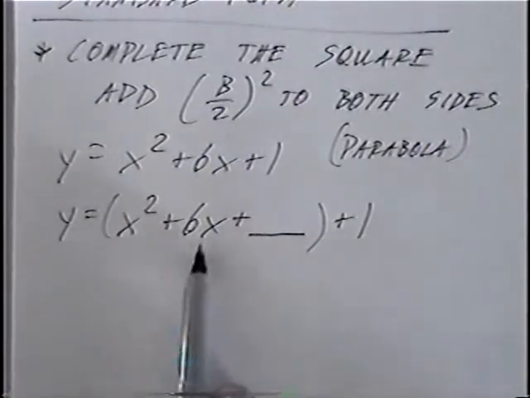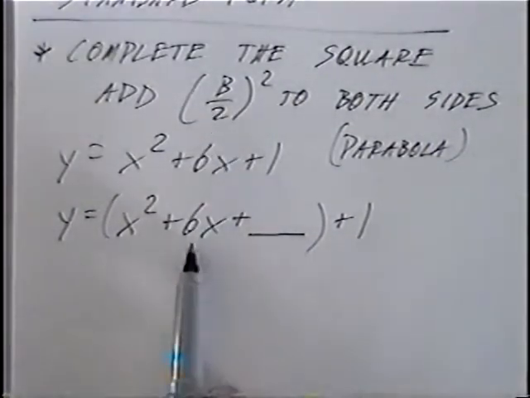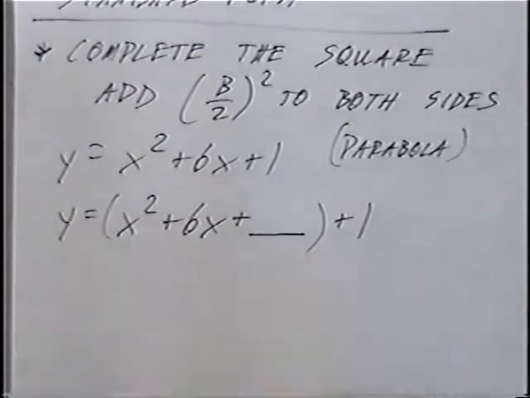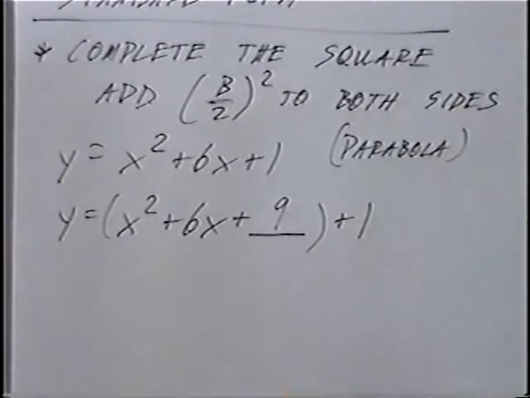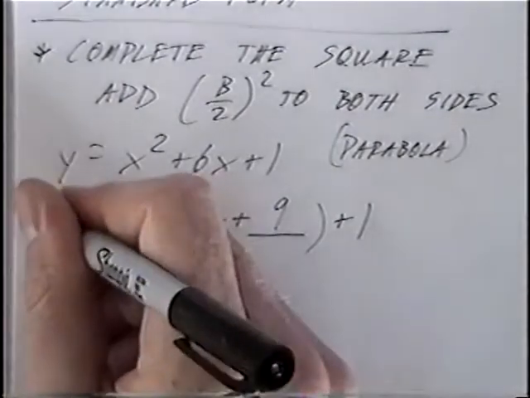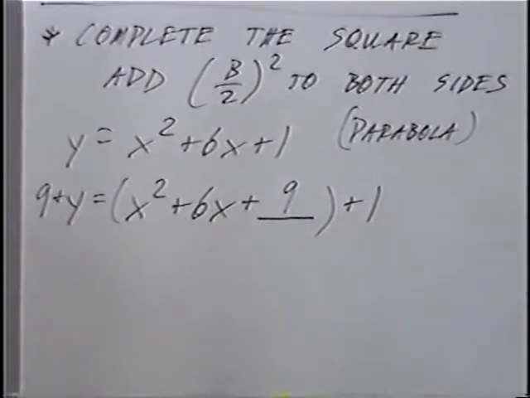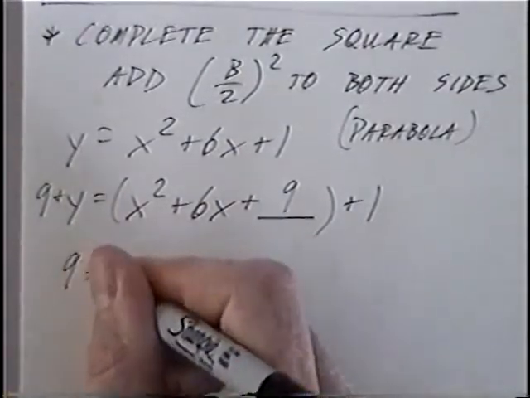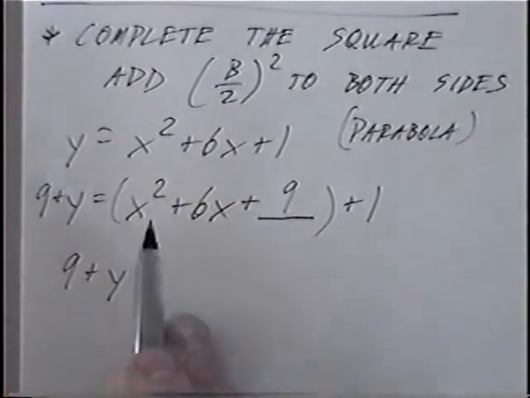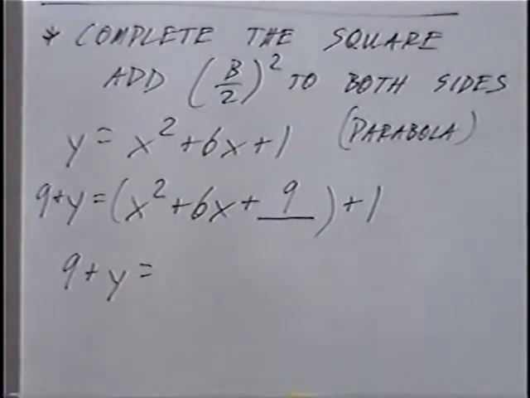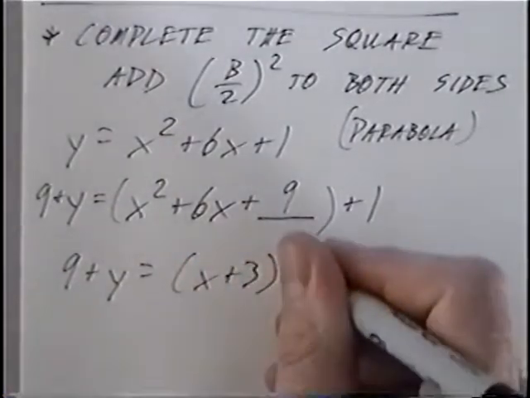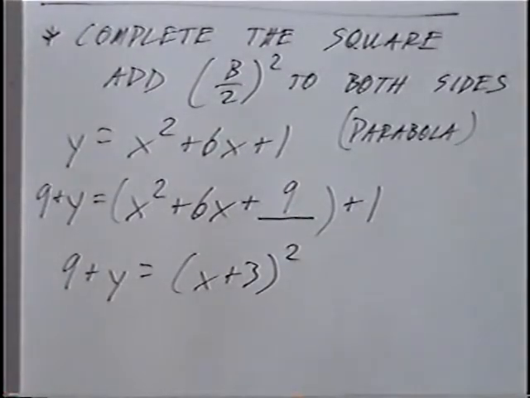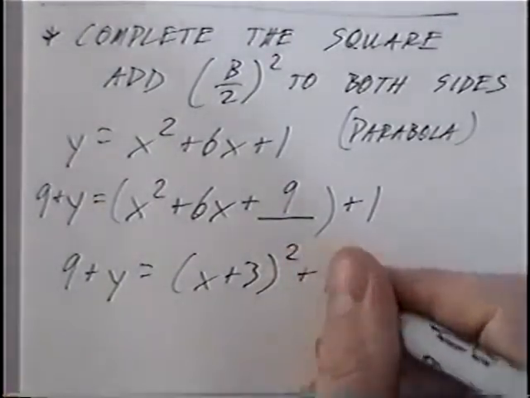To find b over 2 squared, we'll take the value b, divide by 2, which would be 3, and square that, which would be 9. So we'll add 9, so this becomes a factorable trinomial. Since we add 9 to one side though, we'll have to add 9 to the other side. Bringing down the equation, we have 9 plus y equals, factoring x squared plus 6x plus 9, that would factor to x plus 3 and x plus 3, or we can write it as x plus 3 squared. And the plus 1 comes down.